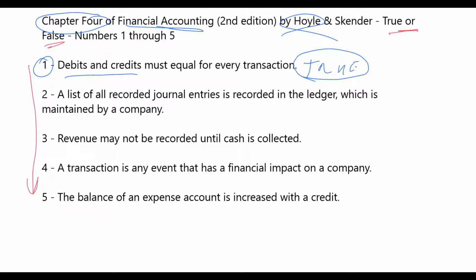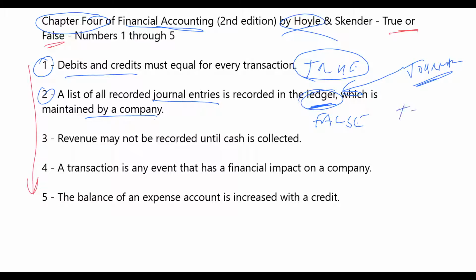Number 2, a list of all recorded journal entries is recorded in the ledger, which is maintained by the company. That is false. And the reason that's false is that one word right there, ledger. The journal entries are recorded in the journal. The T accounts are recorded in the ledger, but this question specifically talks about journal entries. And so the journal entries are recorded in the journal. If the question had asked about the T accounts, that answer would have been correct.